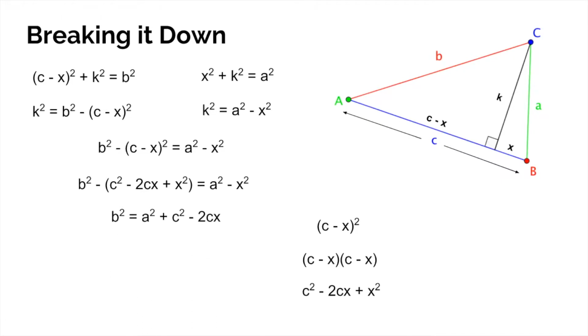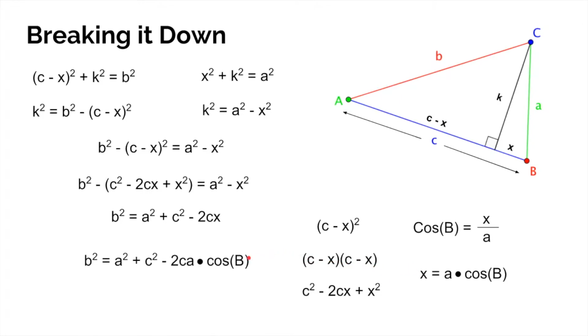Solve this equation for b squared to get b squared equals a squared plus c squared minus 2cx. This equation also still involves x, so let's use cosine to cancel this x out. So we have cosine of B equals x over a. Solve this for x to get x equals a times cos of B. Plug this in to get our formula b squared equals a squared plus c squared minus 2ca times cos of B.